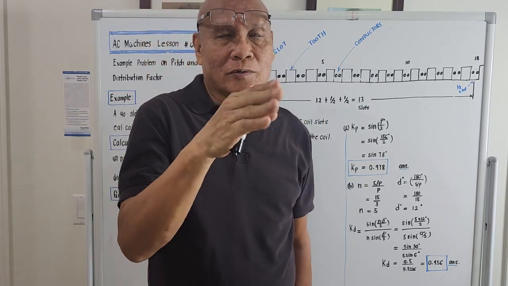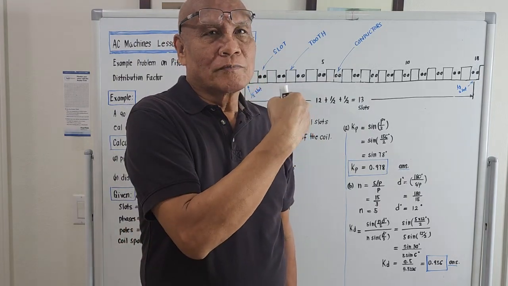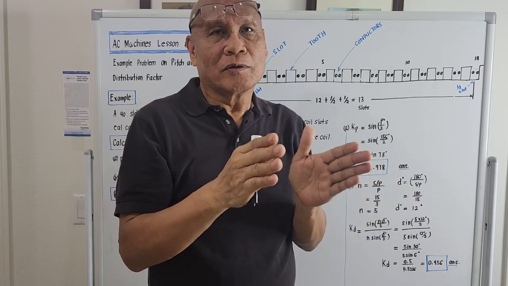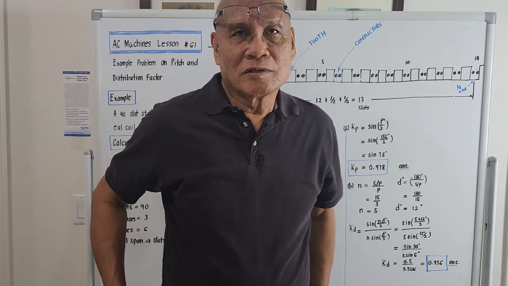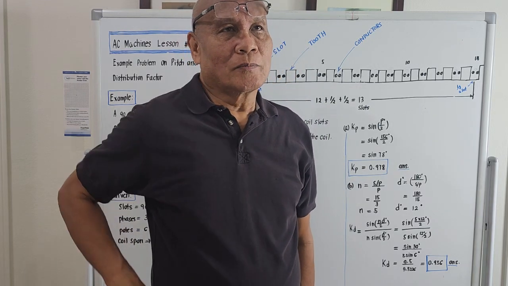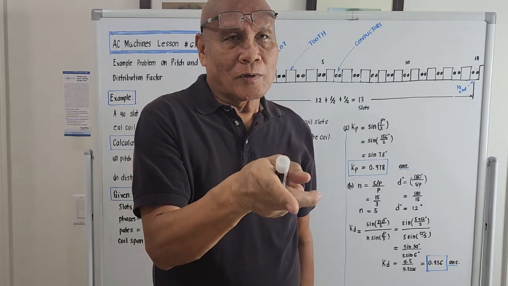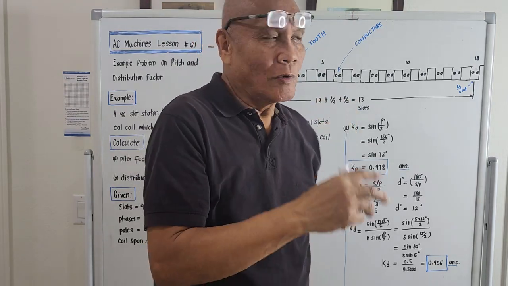So whatever you notice on lesson number 60, just proceed to lesson number 61, because there was a little bit of discrepancy on the number of slots. So I am making this notice that there was a little bit of error on the coil span for lesson number 60, and the proper correction should be seen in this lesson number 61. Okay, let's proceed.